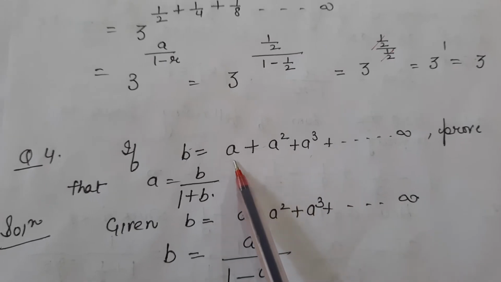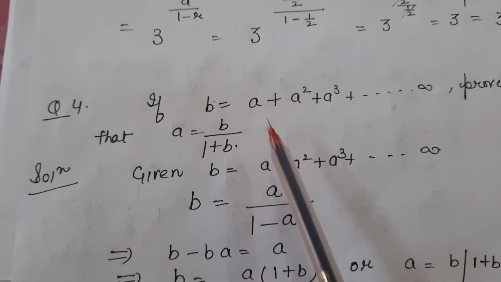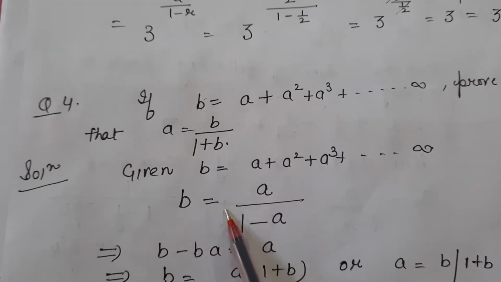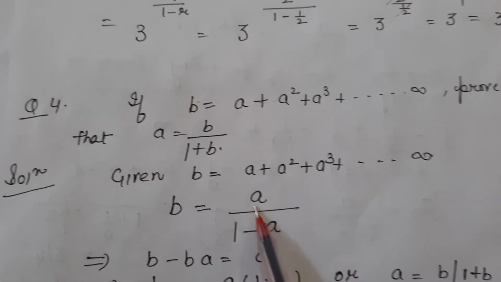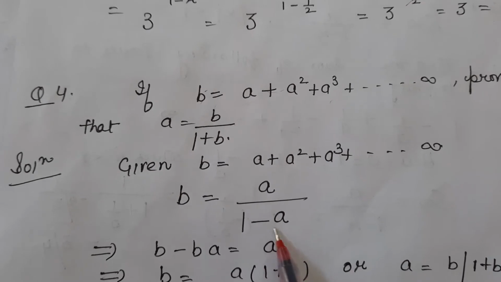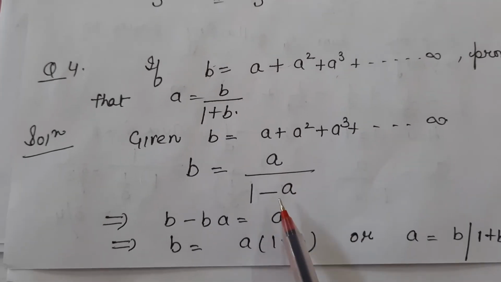The second term divided by the first term is also going to be a. So the sum b is equal to a upon 1 minus r. Again, here the first term is a, and the common ratio is r. So b equals a upon 1 minus a.